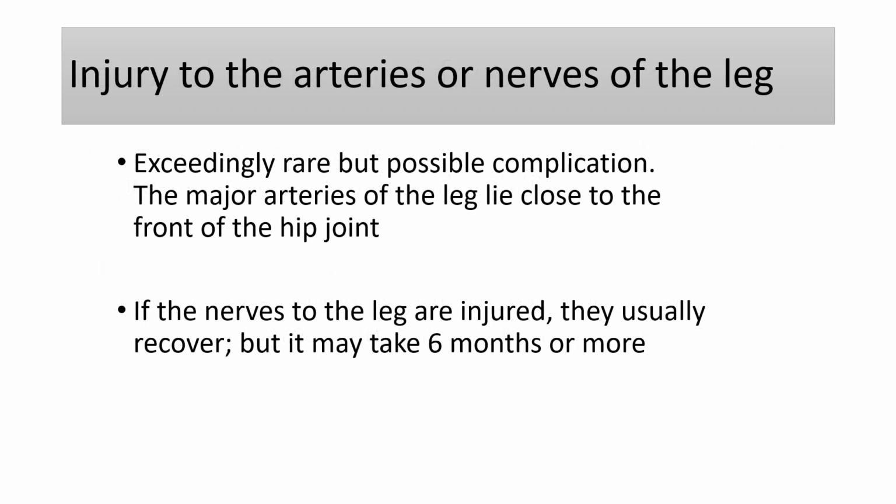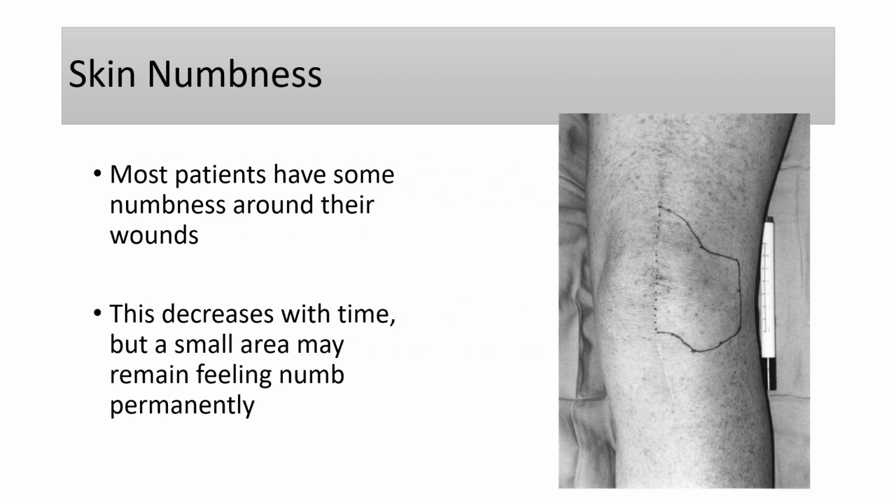Injury to the arteries or nerves of the leg is an exceedingly rare but possible complication from knee replacement surgery. The major arteries of the leg lie close to the back of the knee joint. If the nerves of the leg are injured, they usually recover, but it may take up to 6 months or longer. Most patients experience some numbness around the incision, which generally decreases with time as well, though may not completely resolve.